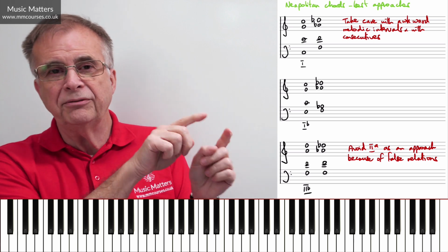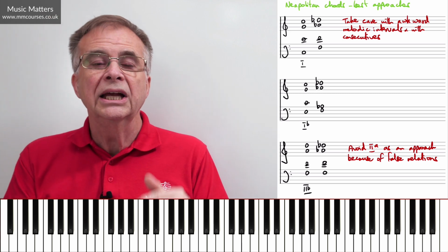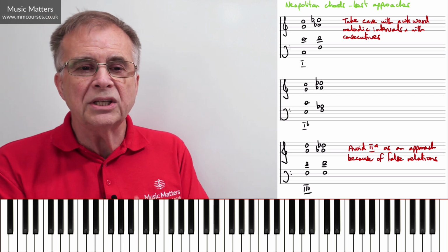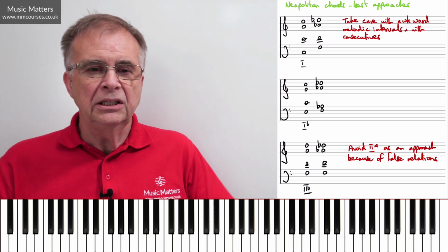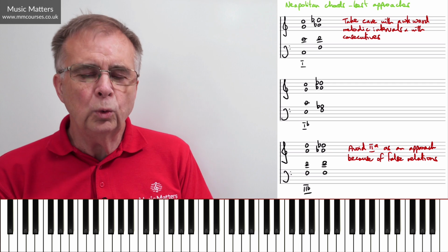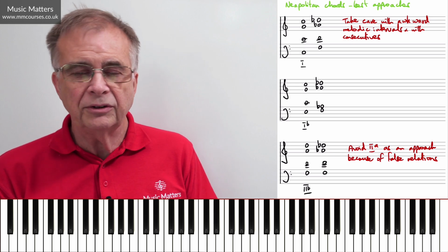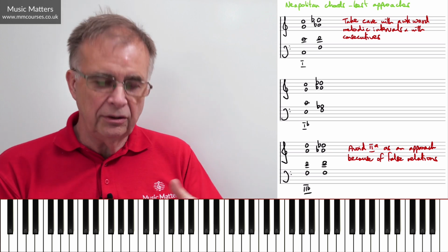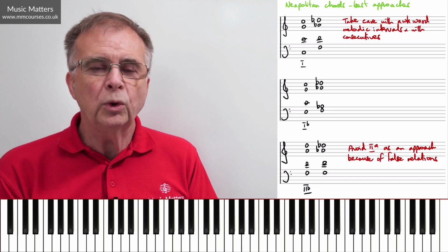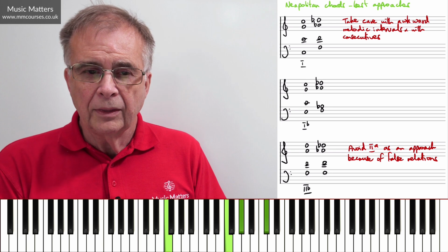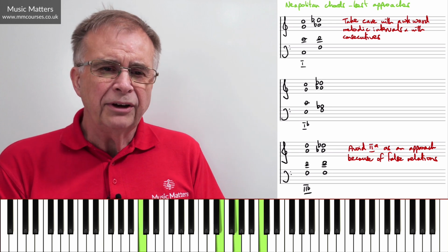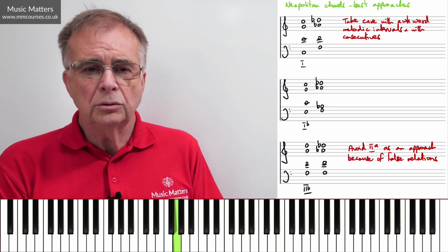And by the way, this flat 2 Neapolitan chord is nearly always used in first inversion. Doesn't have to be, but it nearly always is. So if I go 1 to this Neapolitan, first inversion, this major flat 2 chord, this is 1 followed by the Neapolitan. So that's quite an effective progression.